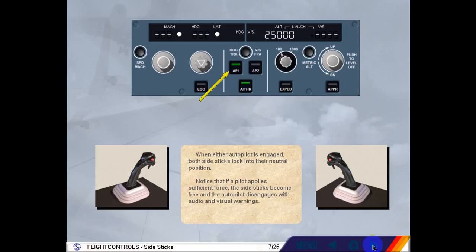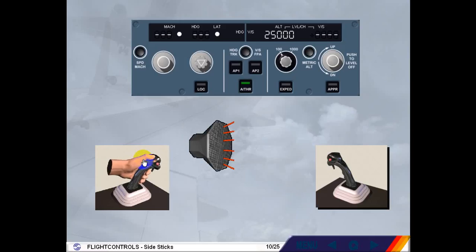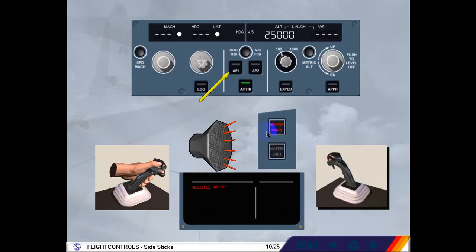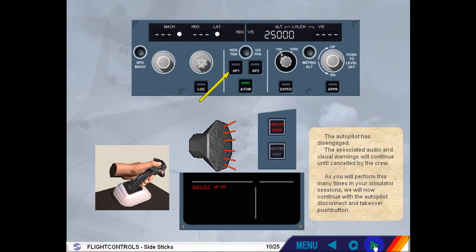Notice that if a pilot applies sufficient force, the side sticks become free, and the autopilot disengages with audio and visual warnings. Move the left side stick. The autopilot has disengaged. The associated audio and visual warnings will continue until cancelled by the crew. As you will perform this many times in your simulator sessions, we will now continue with the autopilot disconnect and takeover push button.